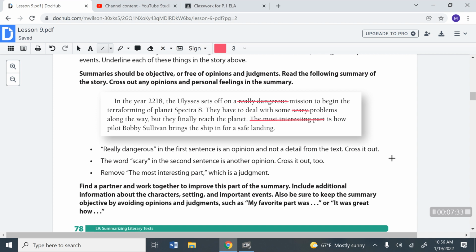So my summary should look something like this. In the year 2218, the Ulysses sets off on a mission to begin the terraforming of planet Spectra 8. They have to deal with some problems along the way, but they finally reach the planet. And then pilot Bobby Sullivan brings the ship in for a safe landing. I would have probably included a date of when he did it, but other than that, that's a really good summary.